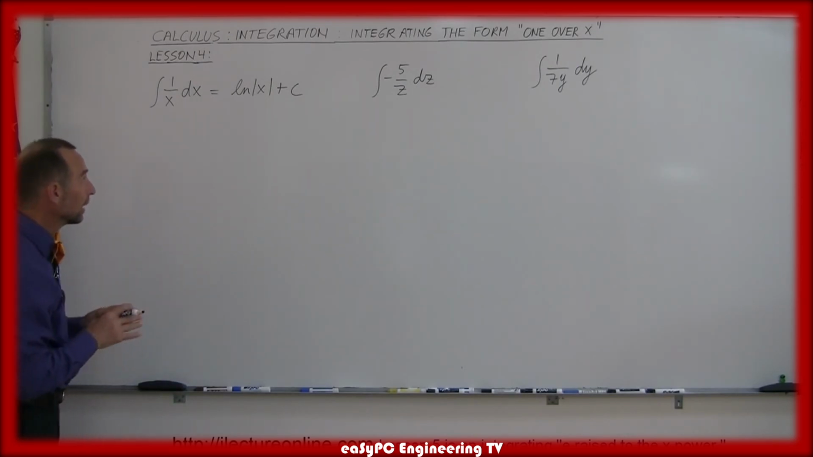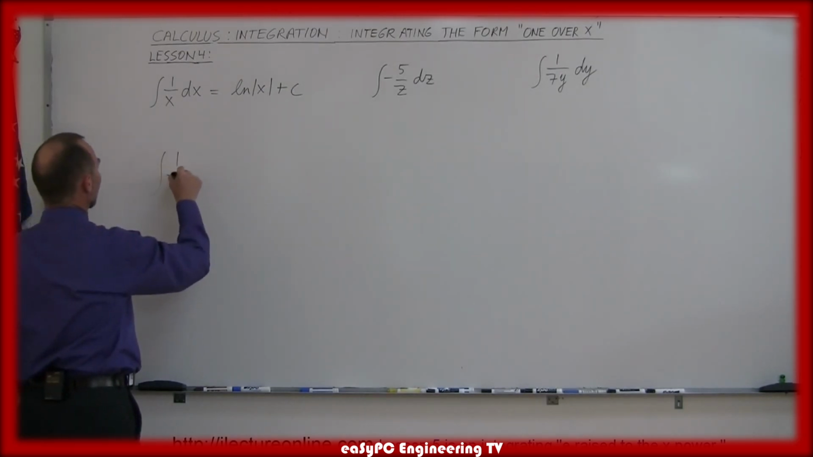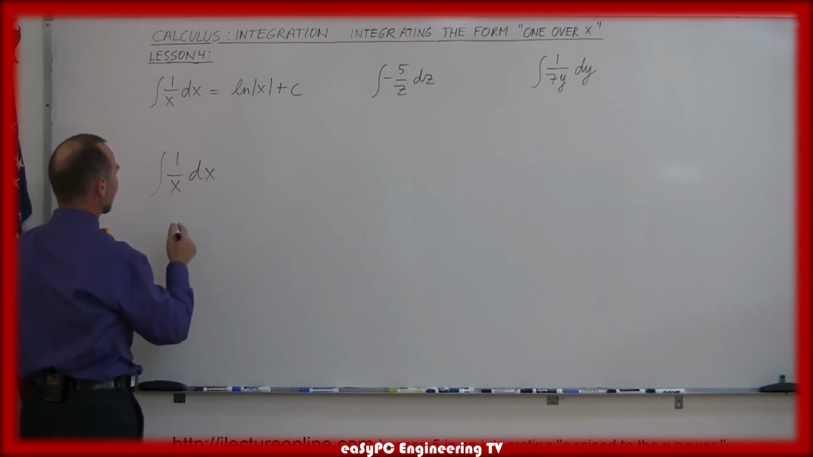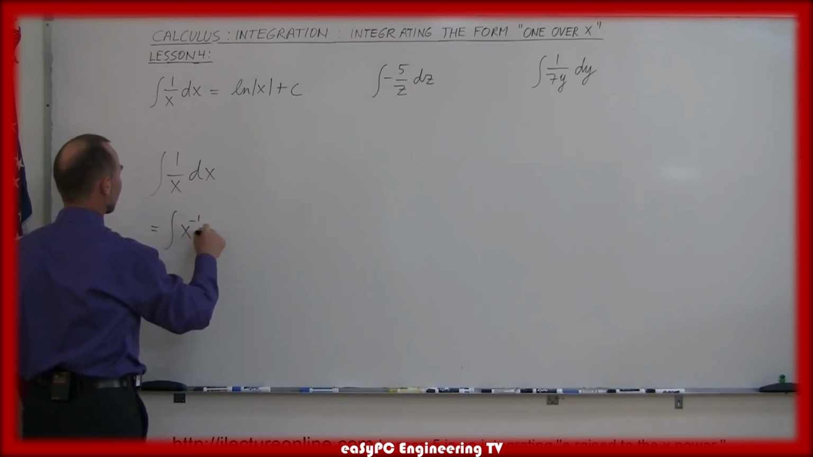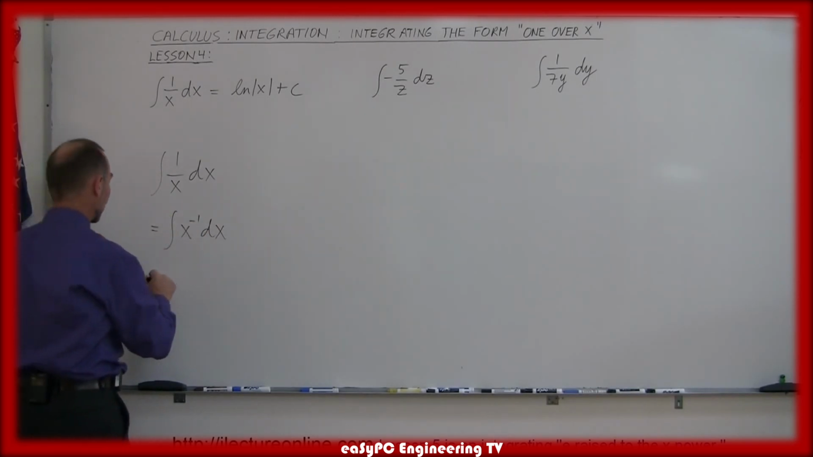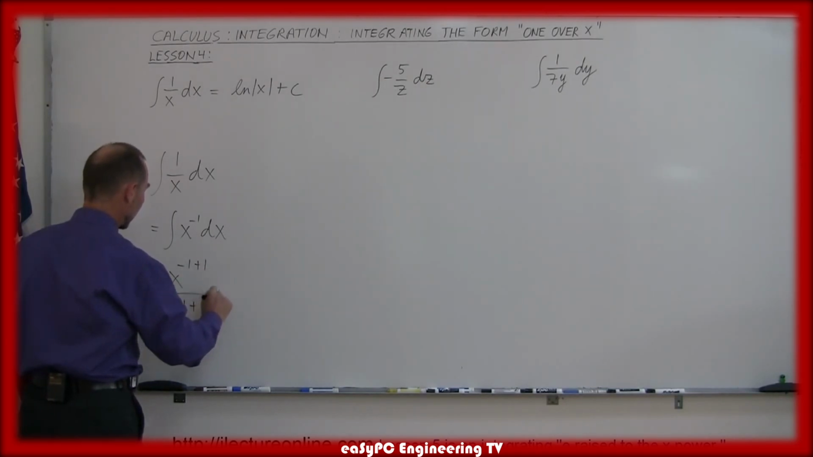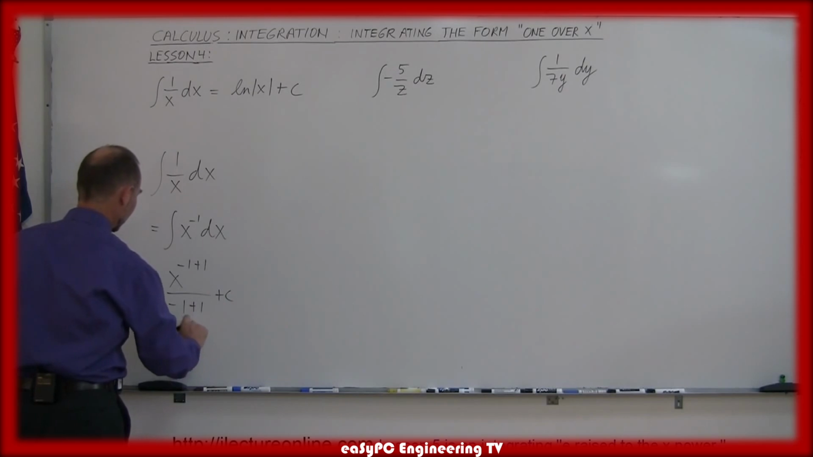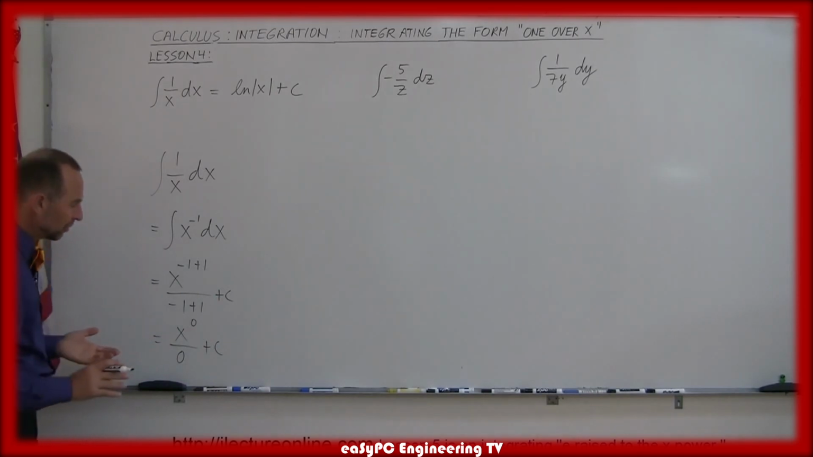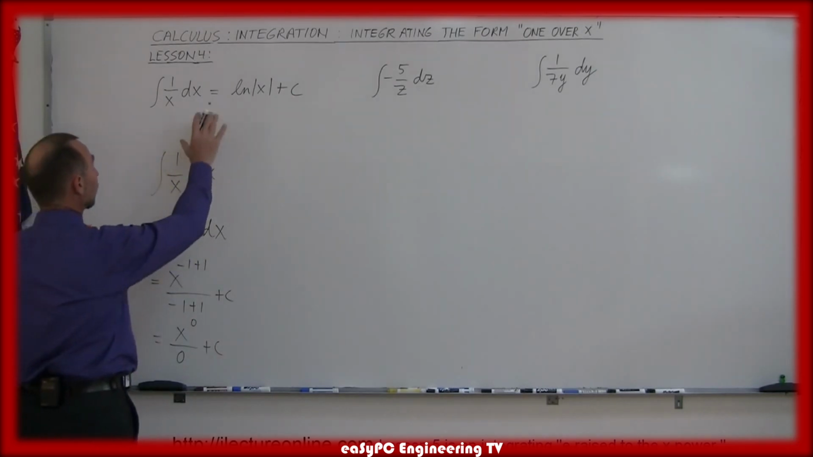Without going into details, let's try to do this with the old power rule. If we integrate 1 over x dx, we can write this as the integral of x to the minus 1 dx. If I use the normal power rule, we add 1 to the exponent and divide by the new exponent. So this is equal to x to the minus 1 plus 1 over the new exponent, minus 1 plus 1, plus c. And this becomes x to the 0 power divided by 0 plus c. Wait a minute. Divide by 0 means undefined, so there's no integral. And it turns out, yes, there is. The integral of that is equal to the natural log of x plus c.